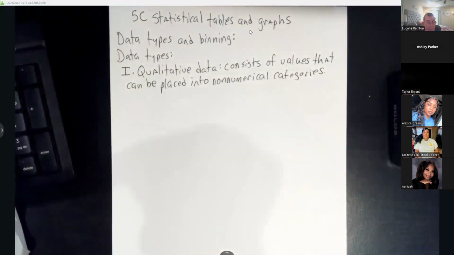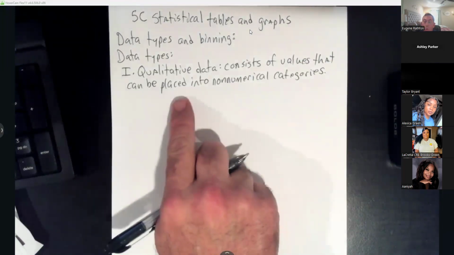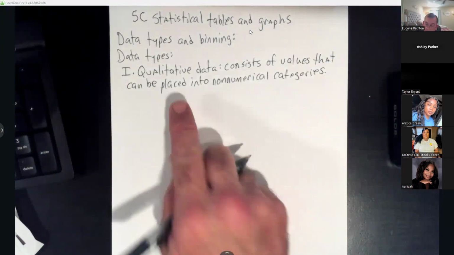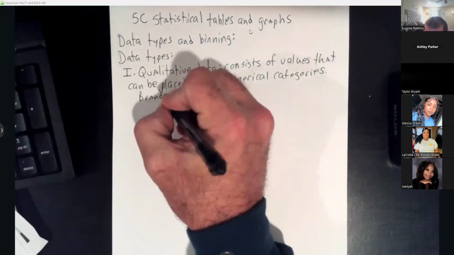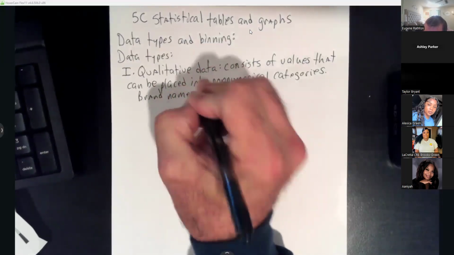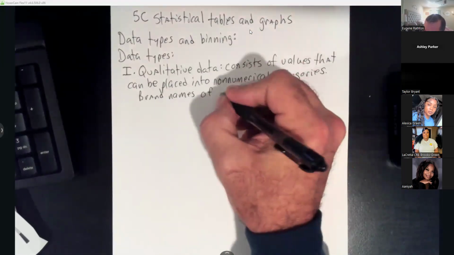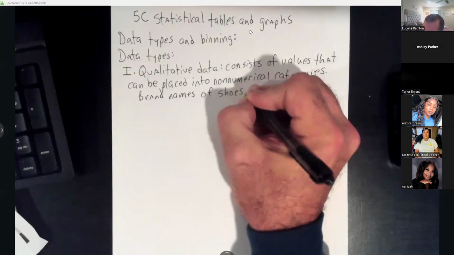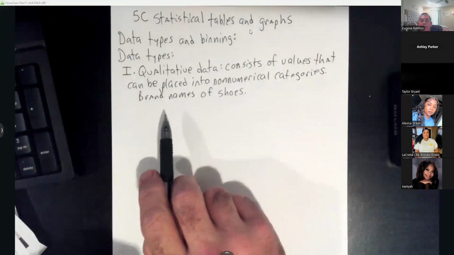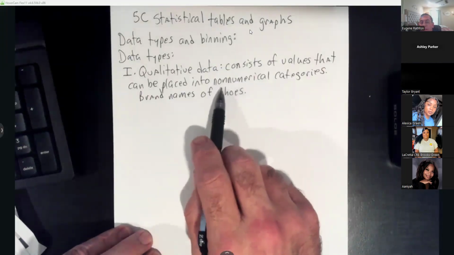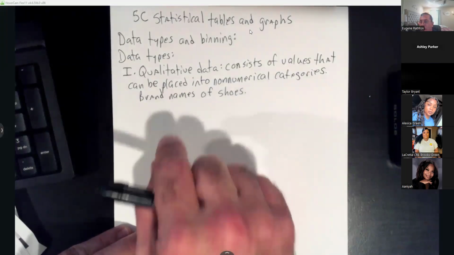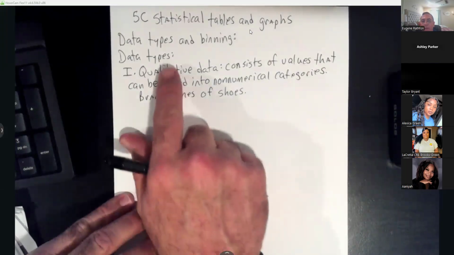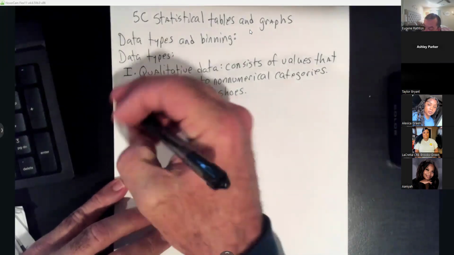So y'all, let me give you some examples of qualitative. So that would be something like brand names of shoes. Okay, so the brand names of shoes, we can place them into non-numerical categories such as Nike, Reebok, Hoka, and so forth. So that's what we mean by qualitative data.